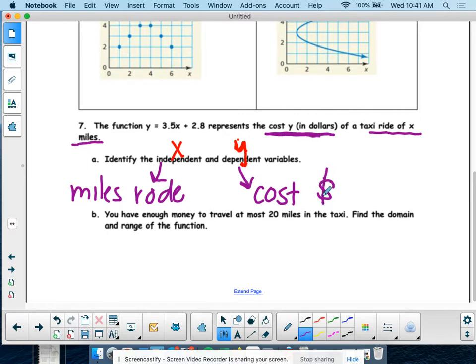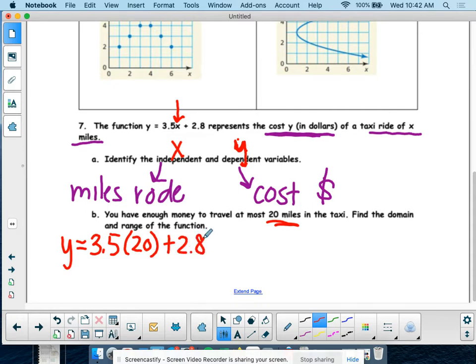Okay. It says you have enough money to travel at most 20 miles in the taxi. Find the domain and range of the function. So I only have enough money to go 20 miles on this taxi ride, right? So I'm going to plug in 20 for our x, because that's how many miles I can go, is 20 miles, right? So here we go. So we're going to have y equals 3.5 times 20 plus 2.8.